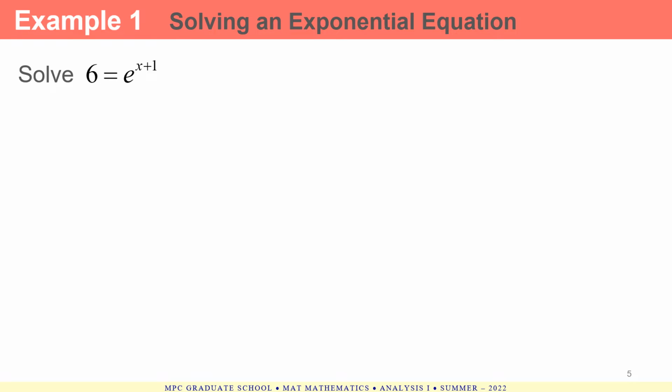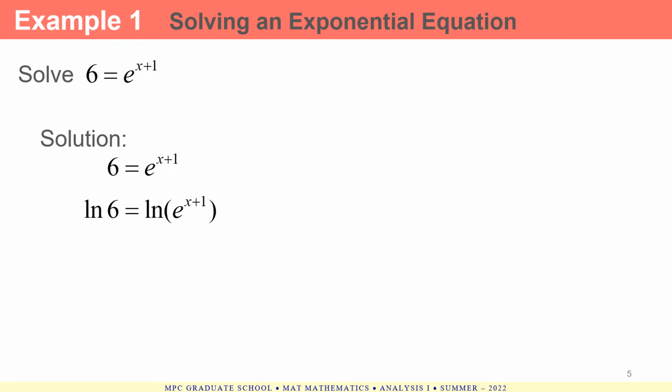Okay, let's try example number 1. Solving an exponential equation. Our given here is 6 is equal to e raised to x plus 1. Again, you can convert from exponential form to logarithmic form by taking the natural logarithm of each side of the equation. First step, write the original equation: 6 is equal to e raised to x plus 1. And then take the natural logarithm of each side. So the result is ln of 6 is equal to ln of e raised to x plus 1.